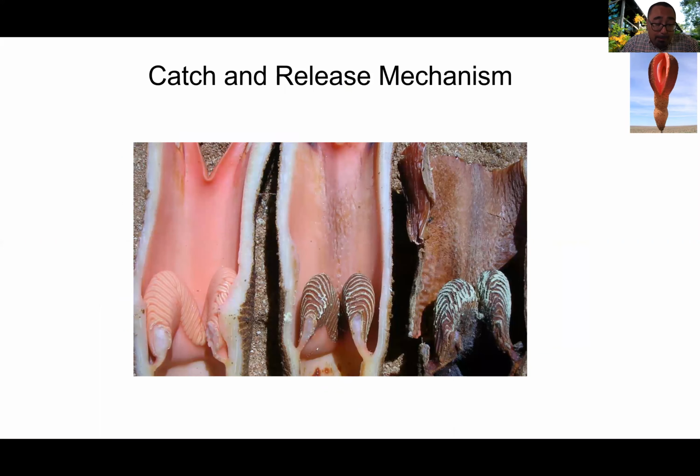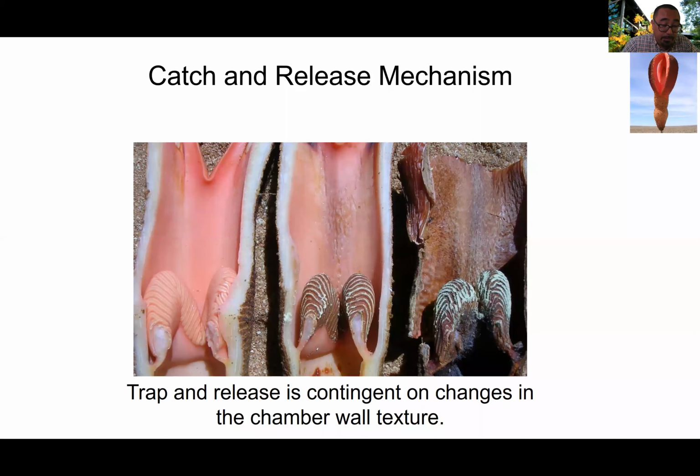The actual trap and release mechanism is apparent from left to right. The mechanism itself was a change from a very smooth and slippery floral chamber wall to one that was more textured after pollen release, allowing the beetles to climb right out.